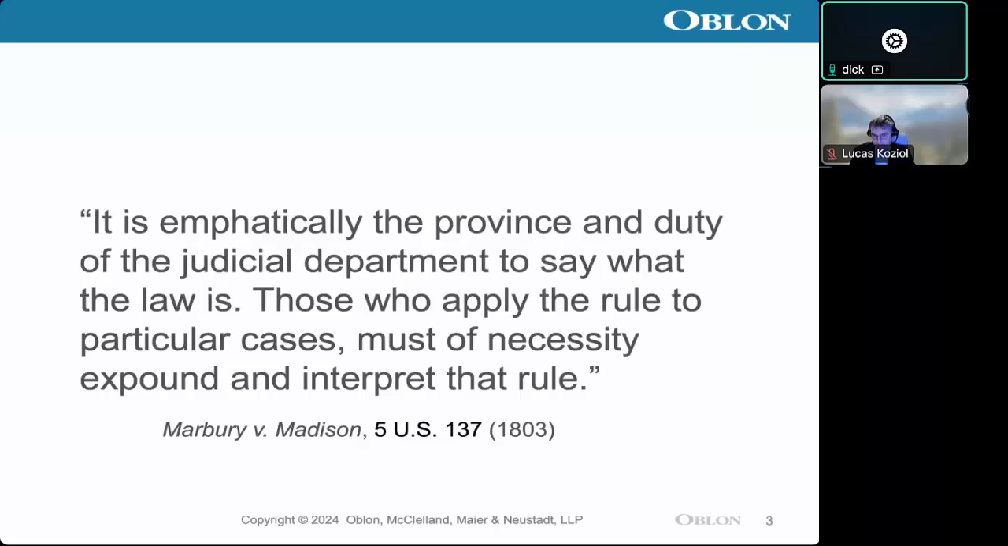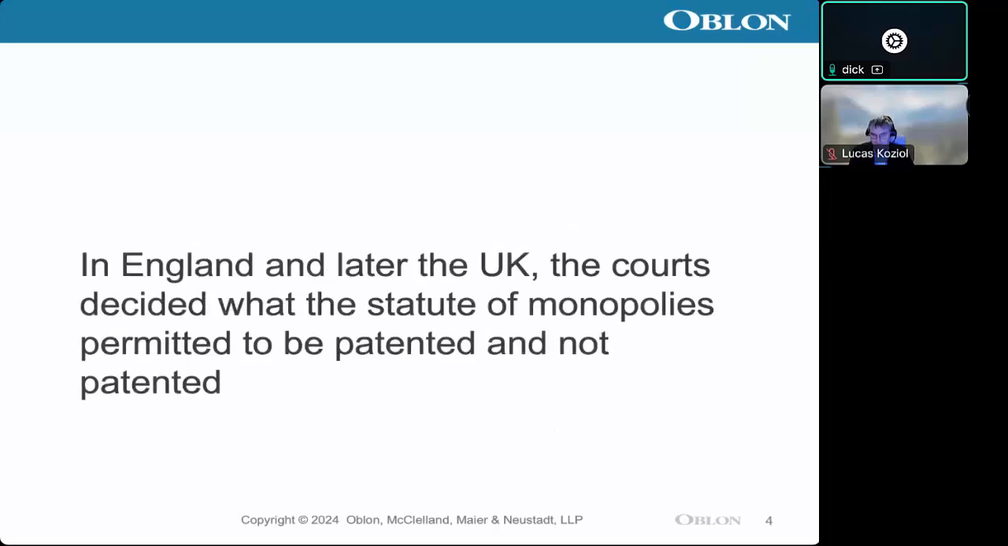So process patents didn't get issued in England until the mid-18th century, when English courts decided that that was a little bit too restrictive. Again, Parliament didn't have anything to say about it. The court did. And finally, the only other requirement was that the patent could last no more than 14 years. And what happened from there is that the English courts had to decide what was required for a patent and what was permitted to be patented and not patented.